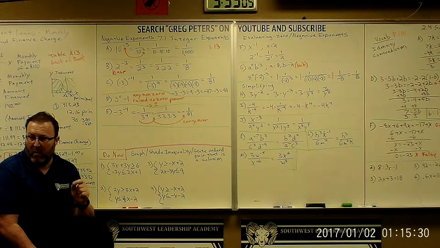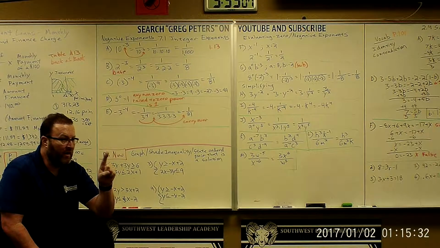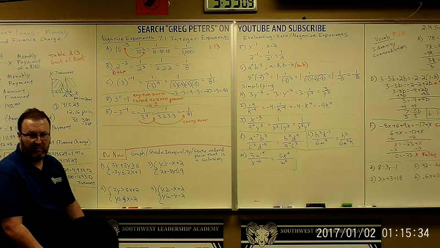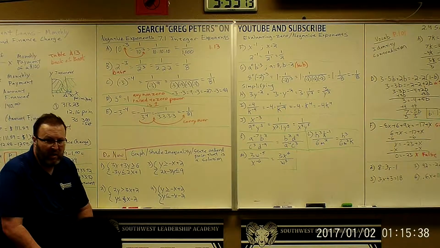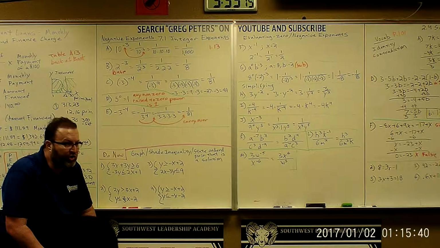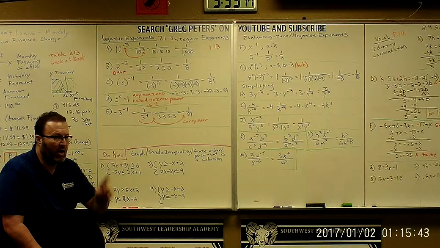Anything to the 0 power is 1. Even if it's a million. Even if it's a fraction. Even if it's a decimal. Even though it's a really large number, it's always 1.